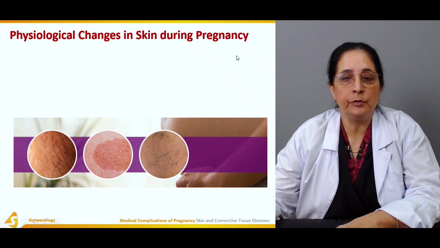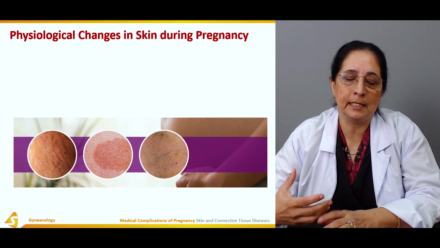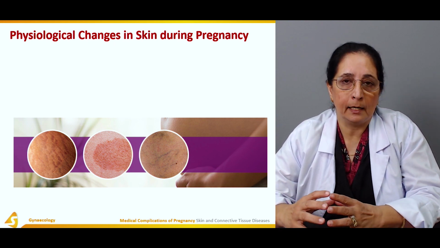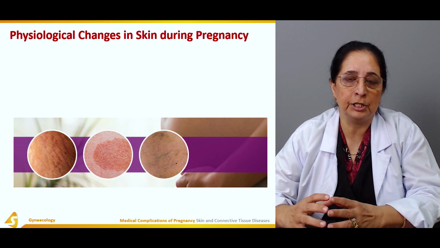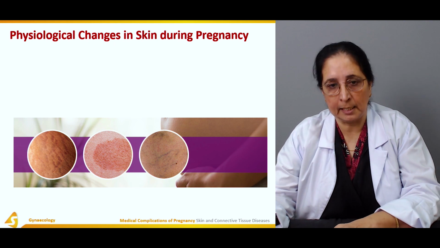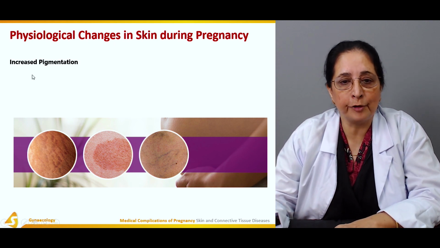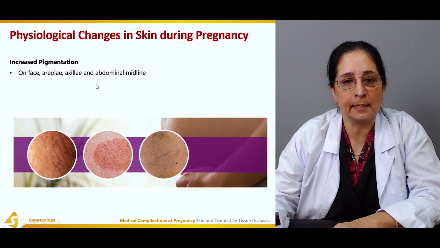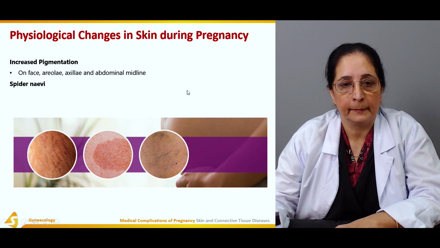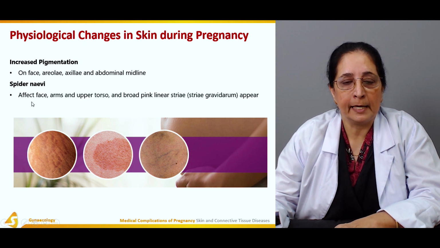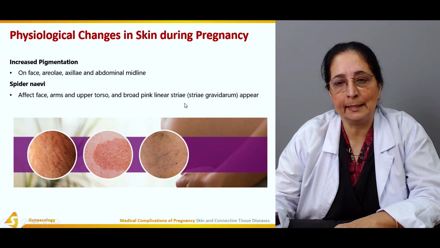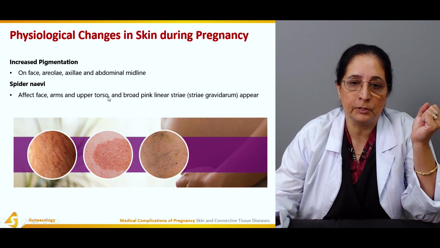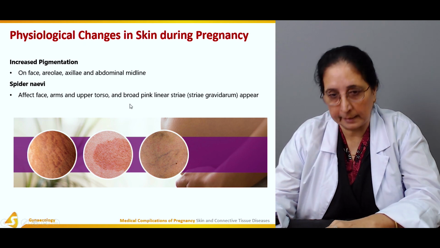Physiological changes in skin during pregnancy. Physiological changes are the changes that normally occur during pregnancy as a result of changes in the thinness of the skin and in the vascularity of the skin. Different changes can occur. These are increased pigmentation, which occurs on the face, areola, axilla, and abdominal midline; spider nevi, which affect the face, arm, and upper torso; and broad pink linear striae, or striae gravidarum. These striae gravidarum occur on the abdomen as a result of itching caused by the mother.